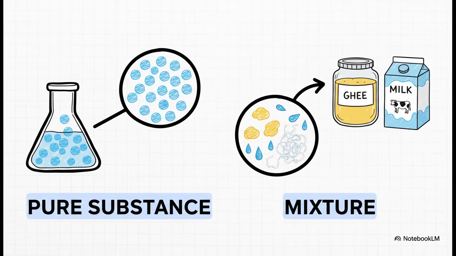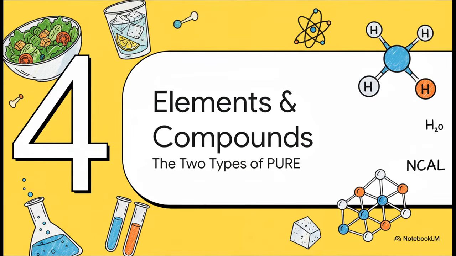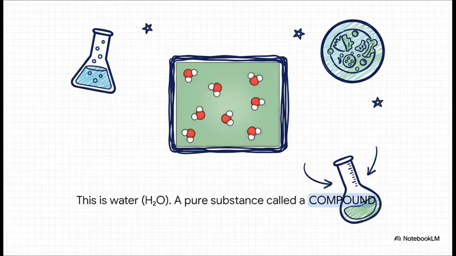Isn't that interesting? So you must be asking, if milk and ghee aren't pure, then what is? Well, in science, the real pure substances are of two types, elements and compounds. Think of these as the fundamental building blocks of everything. Let's take the easiest and most important example, water, H2O. Water is a pure substance, and it's our best friend when we want to understand something called a compound.